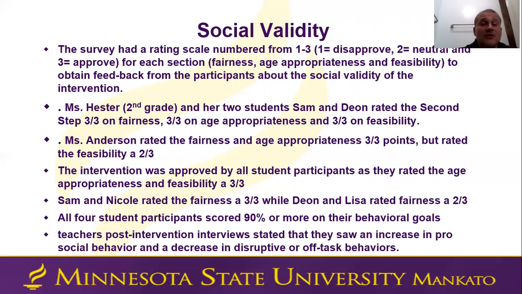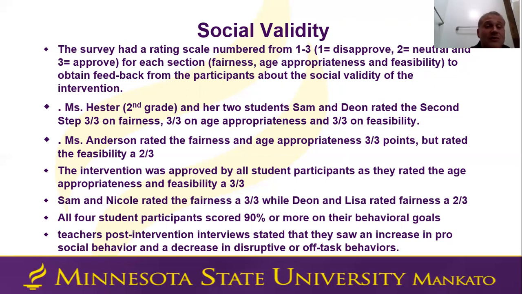The social validity was very strong throughout this Second Step implementation. The survey had a numbered rating scale from 1 through 3 for the social validity: 1 was disapprove, 2 was neutral, and 3 was approve. For each section there would be a number, and the sections were fairness, age appropriateness, and feasibility. This was in order to obtain feedback from the teachers as well as the students about the social validity of the intervention and how it went.